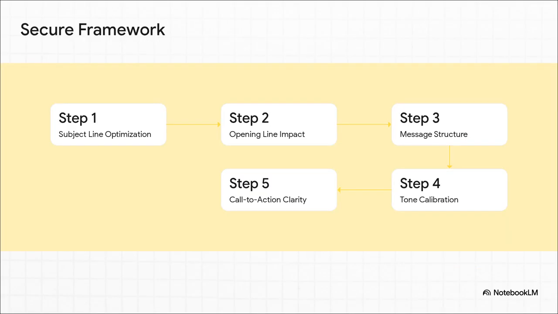So, that all sounds great in theory, but how do you actually do it? Well, that's where the 5-point secure enhancement framework comes in. Seriously, this is your step-by-step playbook for safely juicing up any sales email you write, whether it's a cold outreach or a super complex follow-up. So let's dive in and break down each step.